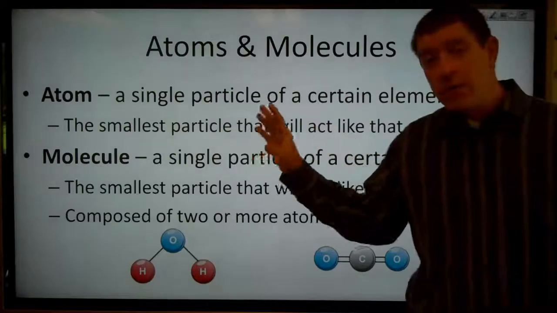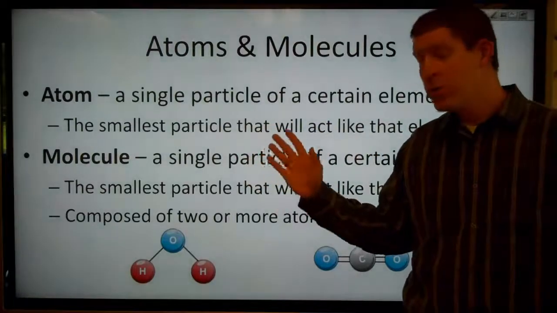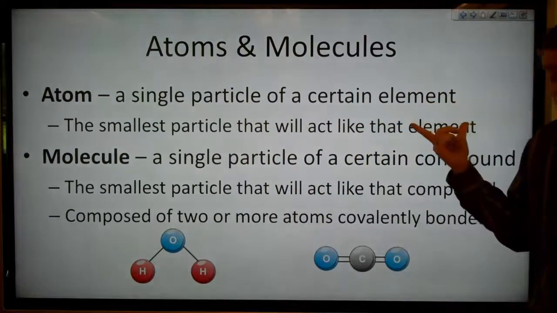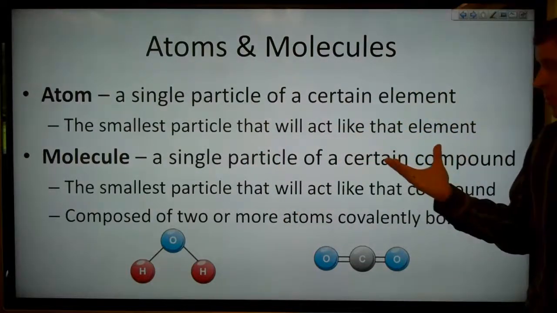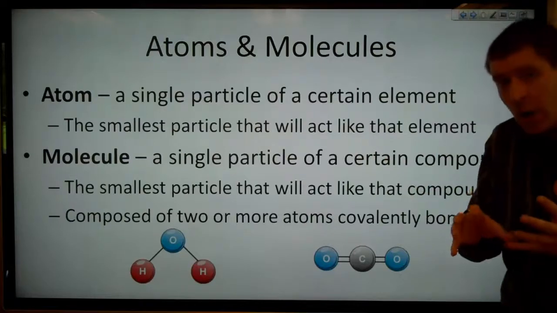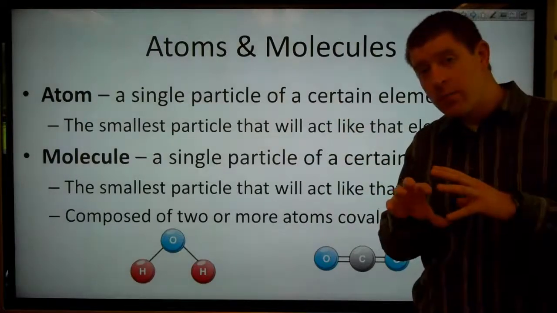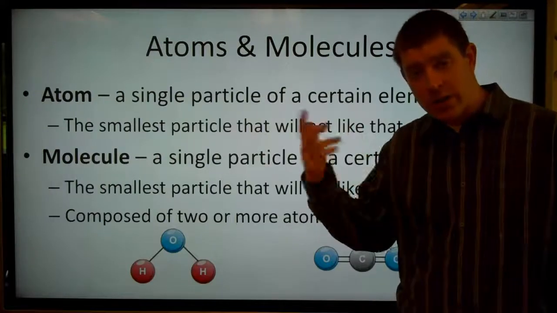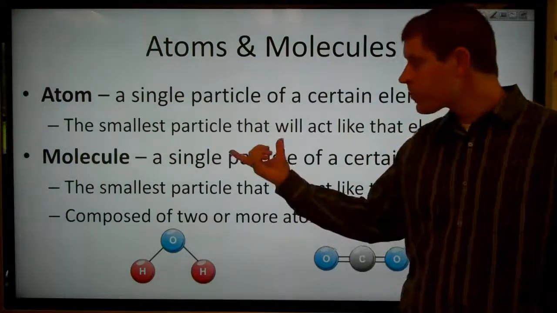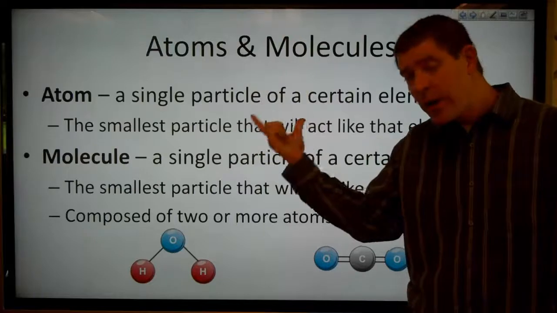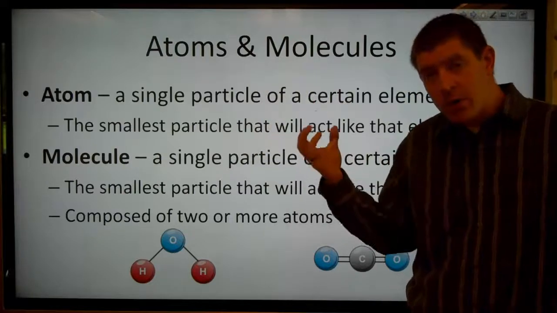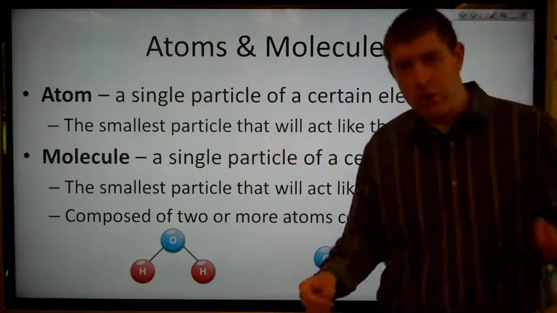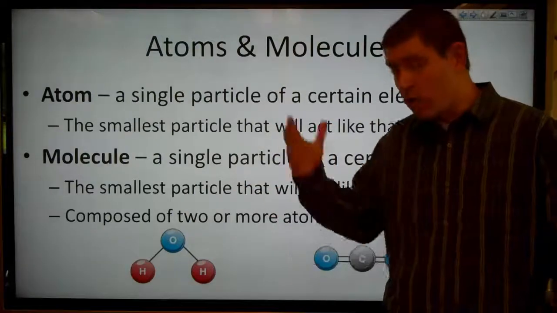Alright, so we need to define what exactly we mean when we use certain terms. So an atom is a single particle of a certain element, and this is the smallest particle that will act like that element. We know that atoms are composed of subatomic particles, protons, neutrons, and electrons. The protons and neutrons are composed of quarks. But if we get any smaller than an atom, then that particle doesn't act like that element anymore. Now it acts like a proton or a neutron or an electron or a quark.